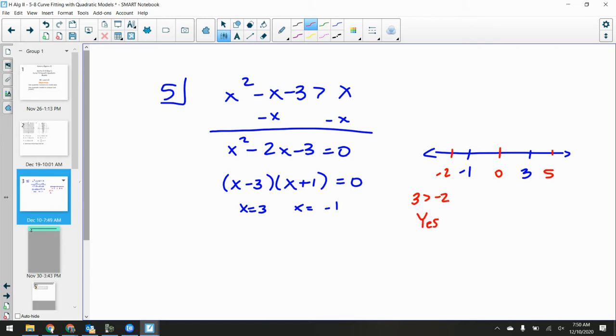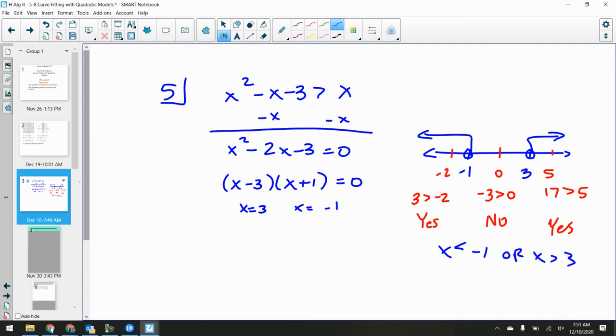That's a yes. If I plug in 0, that's going to give me negative 3 is greater than 0, which is a no. If I plug in 5, that's going to be 25 minus 5 is 20, minus 3 is 17. It's greater than 5, which is yes. So that means we've got solutions out here, out there. So that's an x is less than negative 1 or x is greater than 3. Good there?